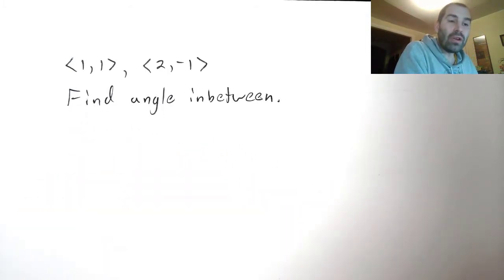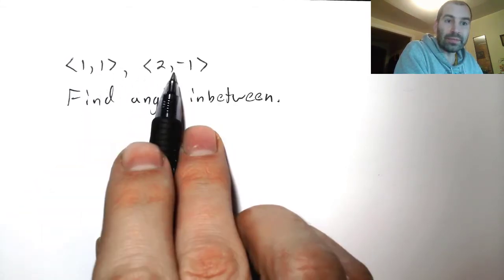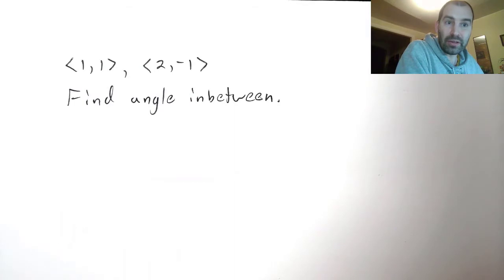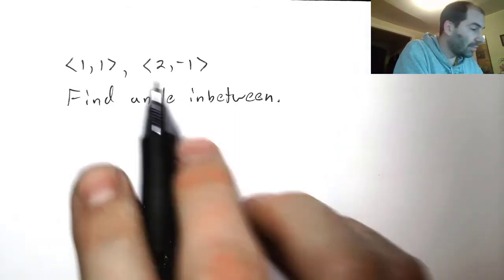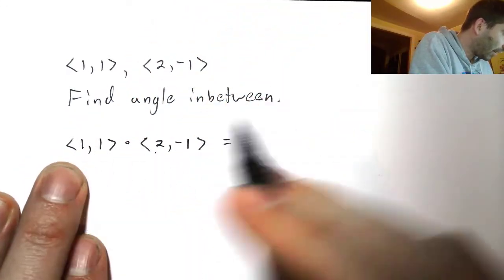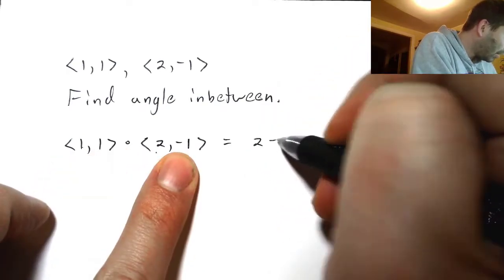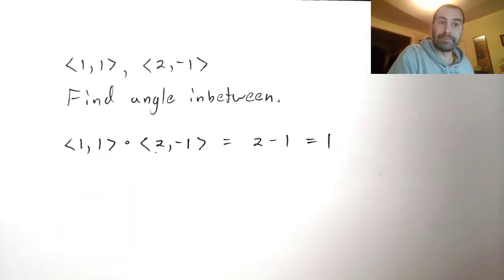Okay, well, we know from our formula that the dot product of these is related to the cosine of the angle. So let's compute the dot product. Let's take the vector 1, 1 and dot it with the vector 2, negative 1. Okay, so we take the dot product. I get 1 times 2 is 2 plus 1 times negative 1. The dot product is 1.